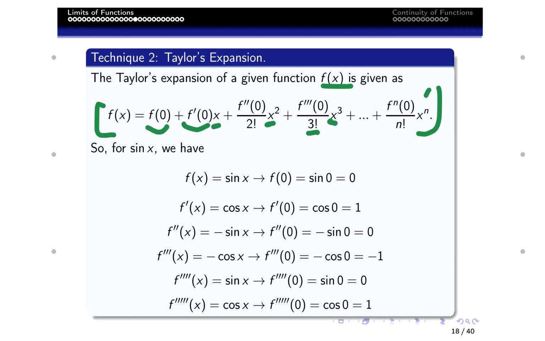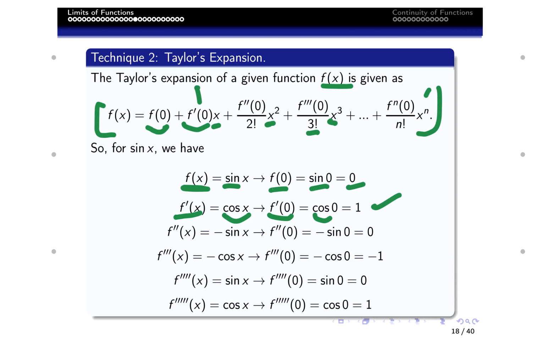For sine x, first of all, you need f of 0, which means you put 0 directly into it. So f of x is sine x, and f of 0 is just sine 0, which is 0. Then you differentiate sine x and you get cos x, so f prime of x is cos x. f prime of 0 means cos 0, and that is 1. So it means you're going to have 1 coming here. This one is already 0.